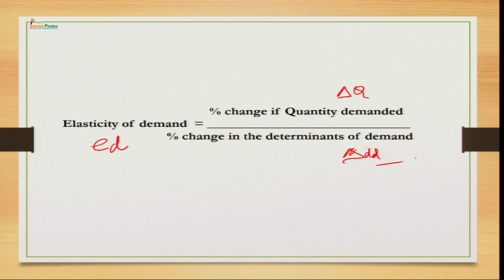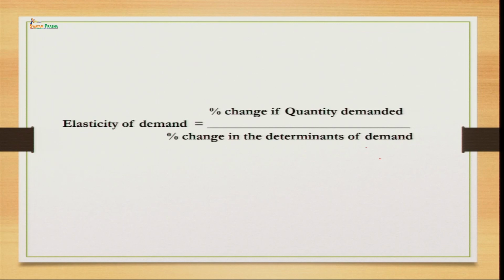If we are calculating it with the price, we will write change in the price. If we are calculating it with the income, then we will write the change in income, or whatever the factor we are studying at that point of time, we will denote it accordingly. So, right now we are saying that elasticity of demand is equal to percentage change in the quantity demanded divided by percentage change in the determinants of demand, right.